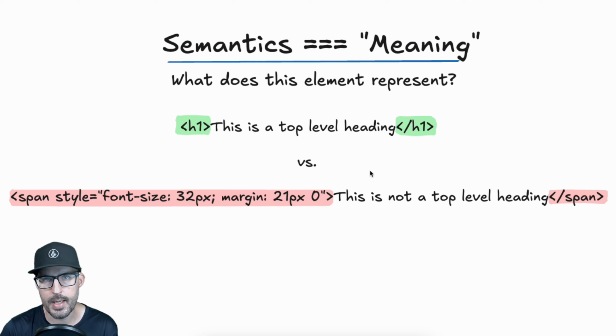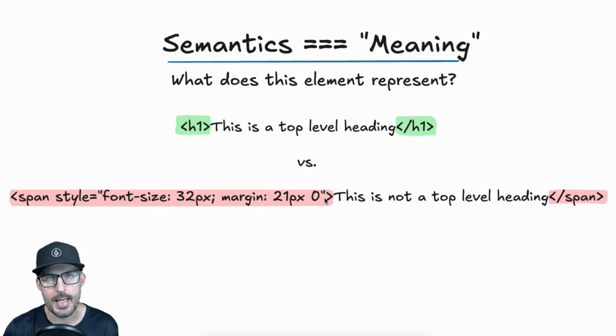Now this H1 gets a certain styling from the browser by default, and we could sort of fake that using a span or a div. By setting our font size, in this case to 32 pixels, and then adding some margin on the top and bottom, and then none on the left and right. Now we'd also want to make this a block level element. I just didn't have enough space here on my demo, but you get the idea, right?